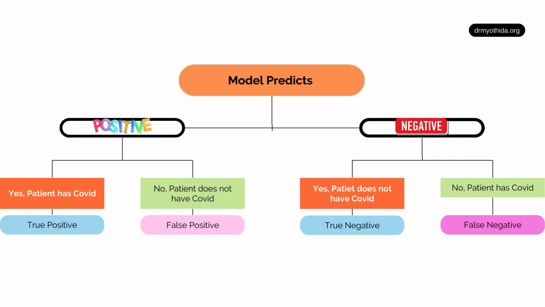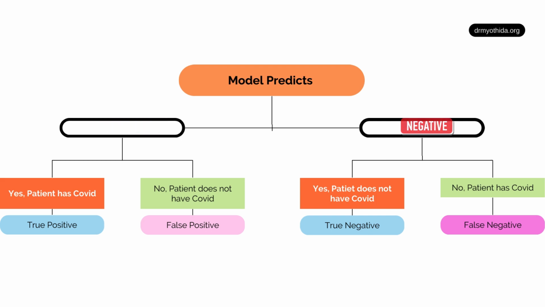On the other hand, the model can predict negative. Like the positive cases, this prediction can be a correct negative or a wrong negative. If the patient doesn't have COVID and our model predicts negative, it is correct, so it is called a true negative. If our model predicts negative but the patient has COVID, it is called a false negative. These are the four basic components of the confusion matrix.